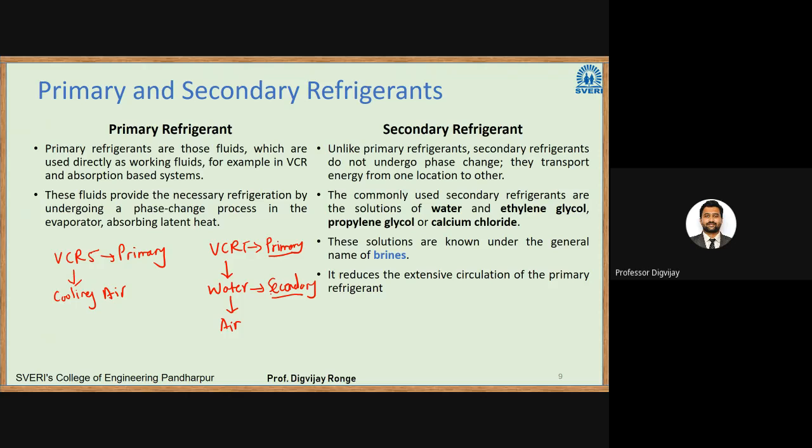So commonly used secondary refrigerants are, first, salt based. In salt based, we are using water plus salt. Okay. Second, we have glycol based, in which we are using water with ethylene glycol, propylene glycol, or calcium chloride. So this way, secondary refrigerants are used. These are generally called brines. So the industry term for secondary refrigerant is brines.